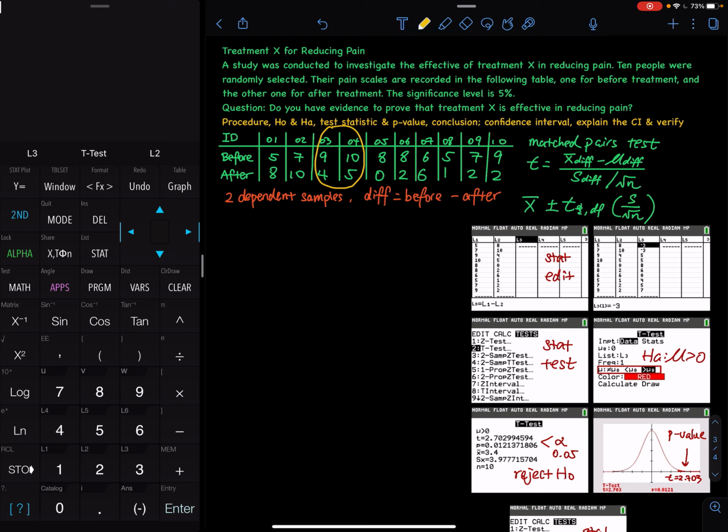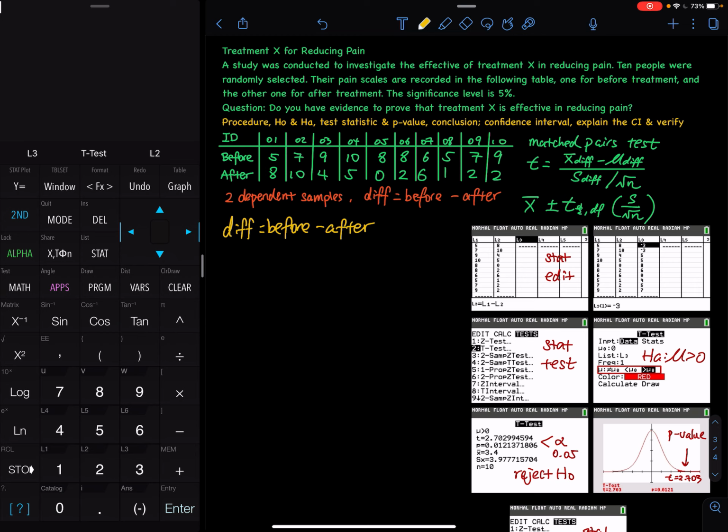Okay, so the next step is you have to state the alternative hypothesis. They are trying to show or prove that the treatment is effective in reducing pain. So you define the difference equals before minus after. So this is what you have to think, and you have to think really, really hard in this case. That's what makes the match pairs test so difficult. Are we looking for, do you want this to be greater than or less than 0? So here is what you have to think, you process in your mind.